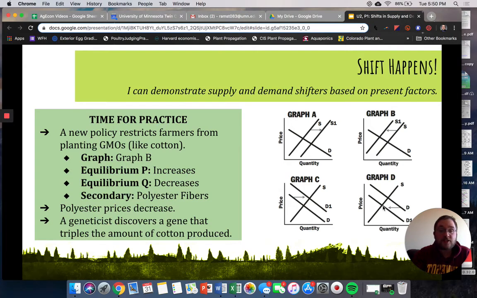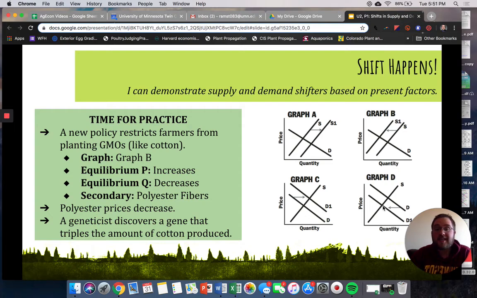Therefore, our price is going to increase and our equilibrium quantity is going to decrease. Okay, the reason why it is graph B is because it is impacting the farmers. The government is going in and impacting the farmers and telling them what they can or cannot plant. And therefore, we are going to be decreasing our supply because there is a restriction. Okay, the price is going to go up because there's less available, and the quantity is going to go down because there's less available. And the secondary market could be polyester fibers, because now if there's less cotton available, maybe we're going to be utilizing more polyester in creating our clothing.